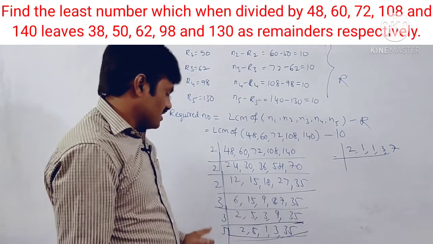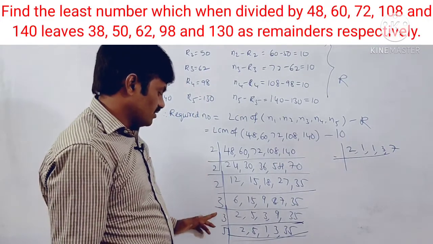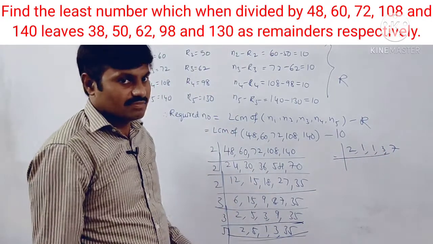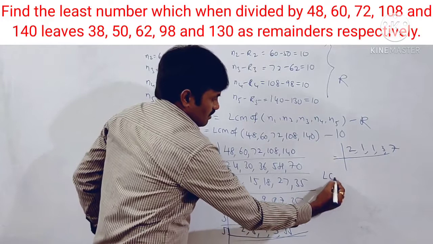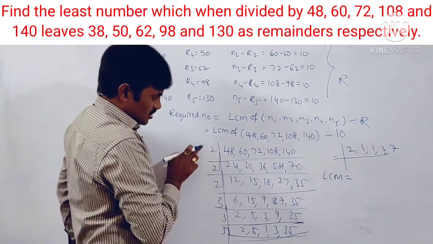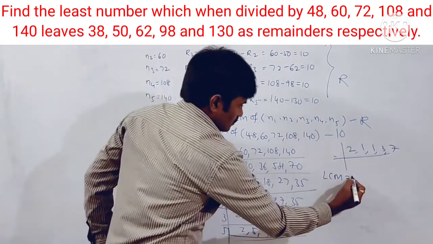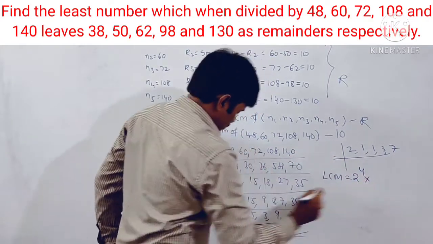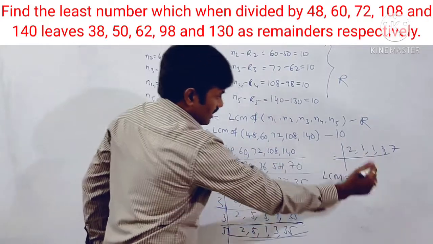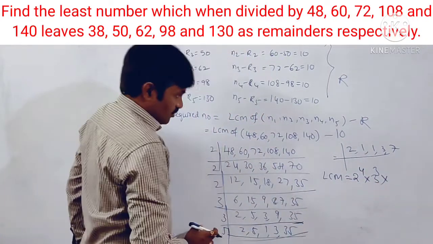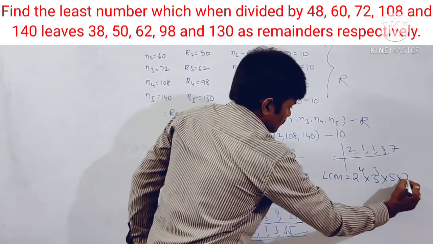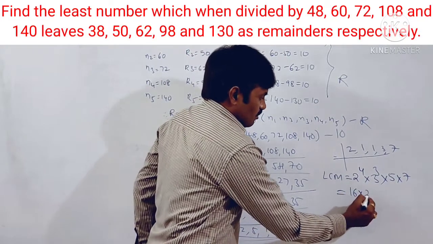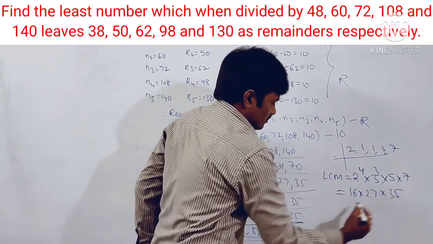Now the product of these divisors, 2 into 2 into 2 into 3 into 3 into 5 into 2 into 1 into 1 into 3 into 7, gives us the LCM of these divisors. Now the LCM is the product of these numbers. How many 2s are here? 1, 2, 3, 4. So 2 power 4 into 3 into 3, here one more 3, so 3 cube into 5 into 7. This is the final LCM. 2 power 4 value is 16, 3 cube value is 27, and 5 sevens are 35.